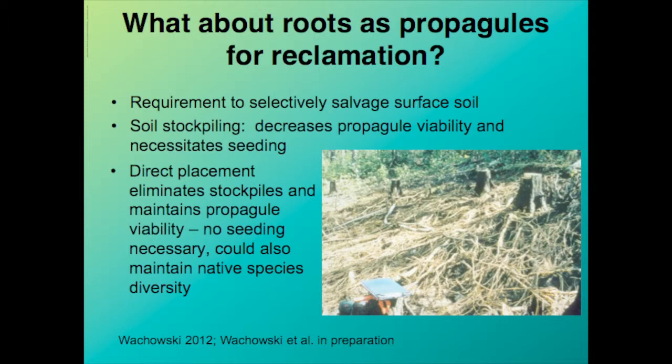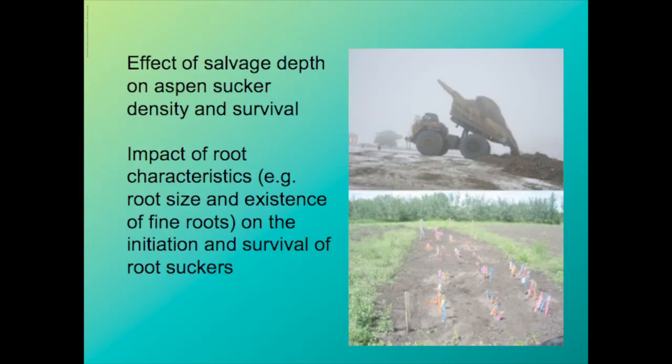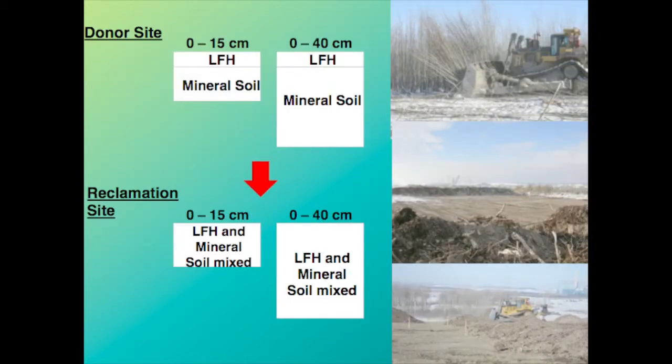Next point is the roots as propagules. We talked about seedlings. Can we use roots? Well, there were several studies we did in the last few years where we transferred soil directly onto reclamation sites. These were direct transfers. We took cats, pushed the bush down, and then dug up the root system and threw it on the reclamation site. Really easy to say. It wasn't that easy.